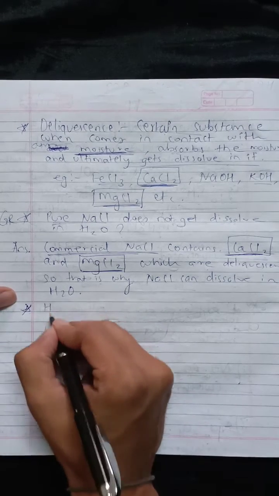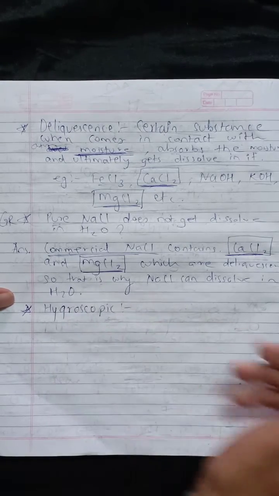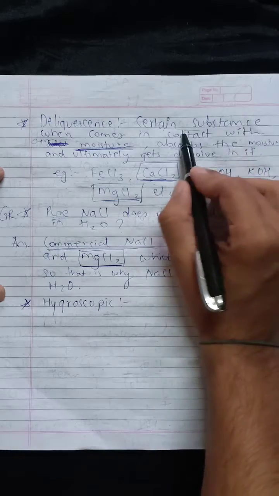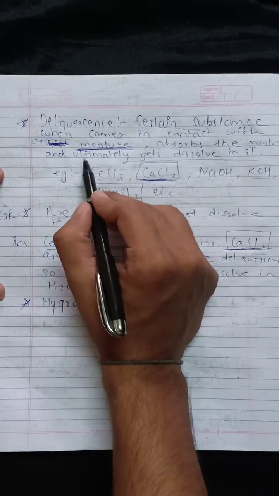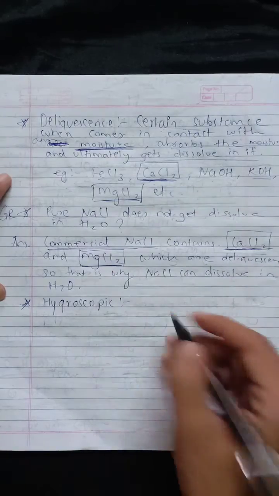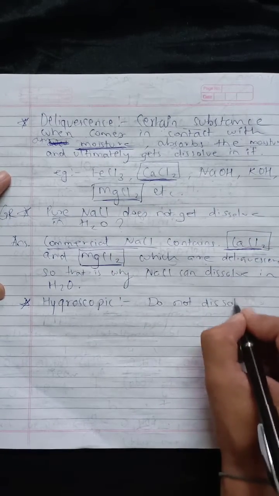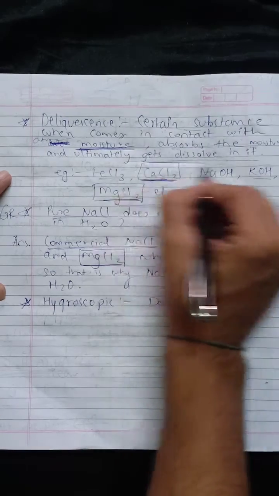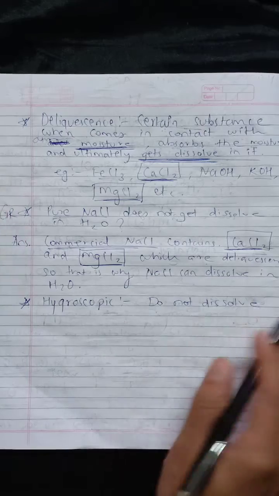Now last, hygroscopic. See, the definition is same. Certain substance when comes in contact with the atmospheric moisture absorb the moisture and ultimately do not get dissolved. So in hygroscopic and deliquescent, the only difference is: one gets dissolved, the other does not get dissolved.